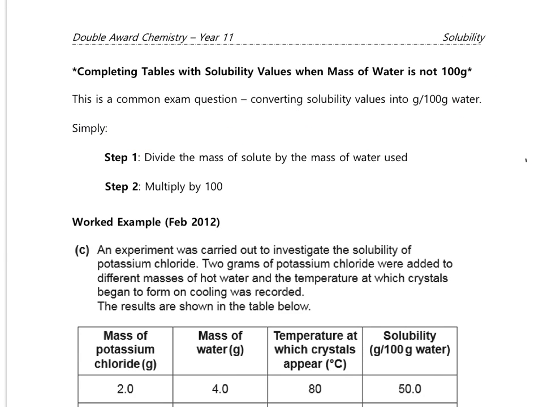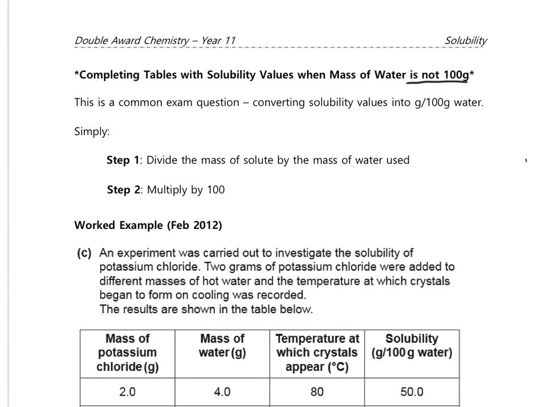So the last type of calculation that you need to be able to do is to work out solubility values when the mass of water used is not 100 grams. Up to now we've been plotting graphs and our solubility values have always been in grams per 100 grams of water. So for example, your solubility value might have been 30 grams per 100 grams of water. What that means is that 30 grams is the maximum mass of solute which will dissolve in 100 grams of water at that particular temperature.